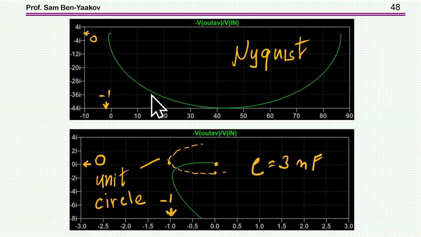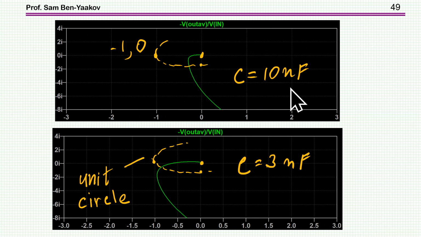This is just a close-up of this. We see here this is the 0, and this is the unit circle. It looks like an ellipse because of the scaling here, okay? And then this is the loop gain, and we can see that it misses this encircling by just a little bit, okay? And this is for a 3 nanofarad capacitor in the compensator. So now if I change it to 10 nanofarad, here is what I'm getting. It's farther away, so the phase margin is larger.